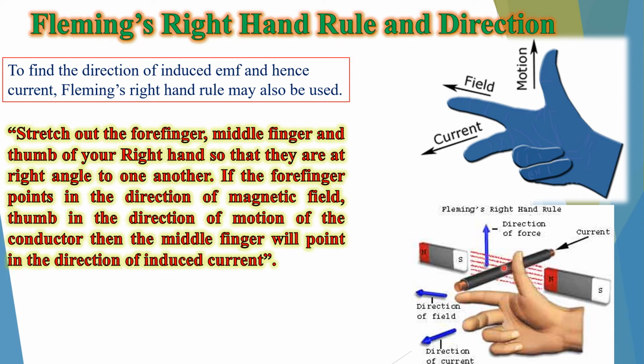We can stretch out the forefinger, the middle finger and thumb such that they are at right angle to each other. The forefinger is pointing in the direction of magnetic field represented by red lines, and thumb is indicating the direction of force, and this middle finger is indicating the direction of induced current. So by using Fleming's right hand rule, we can determine the direction of induced current.